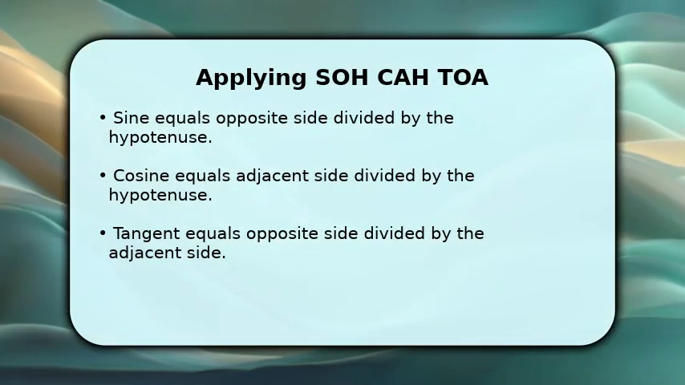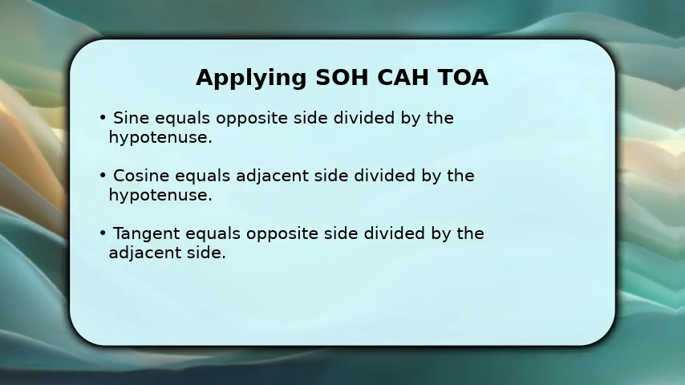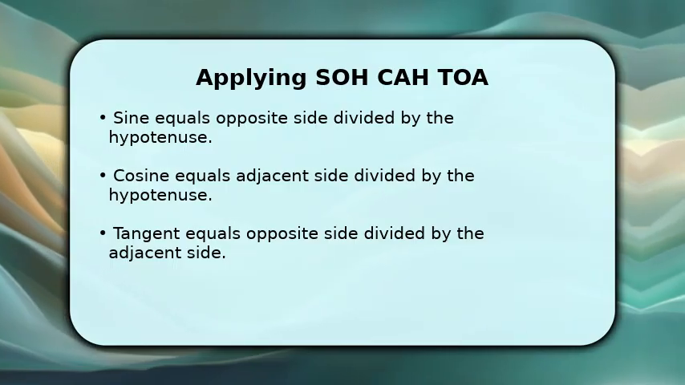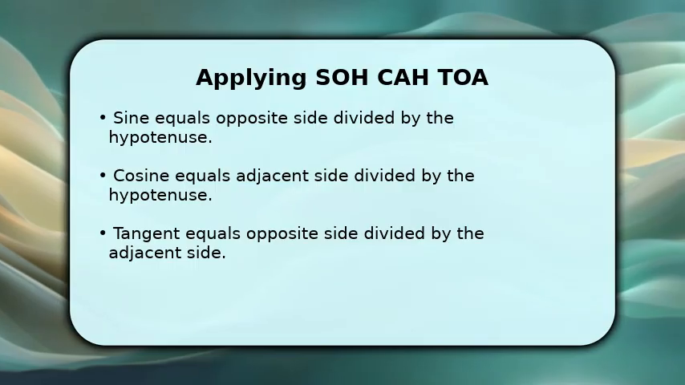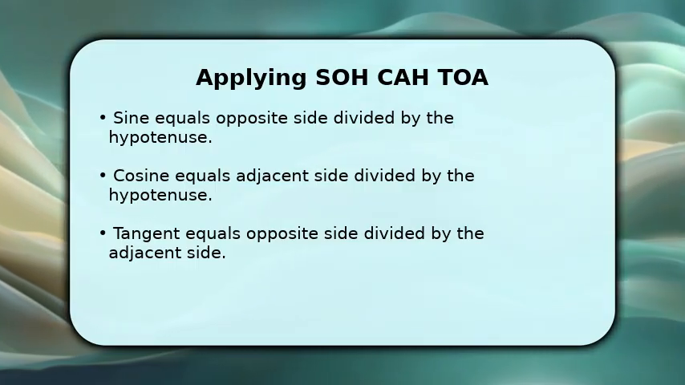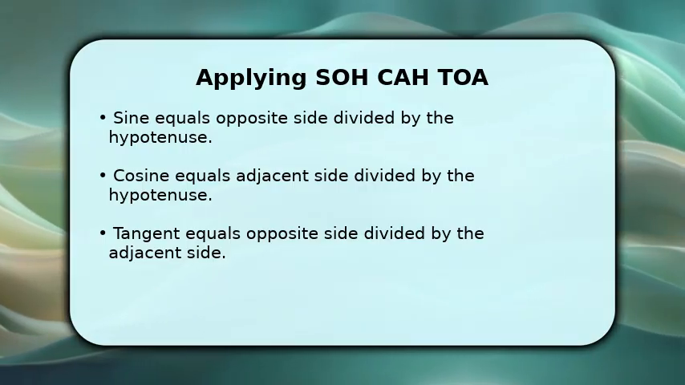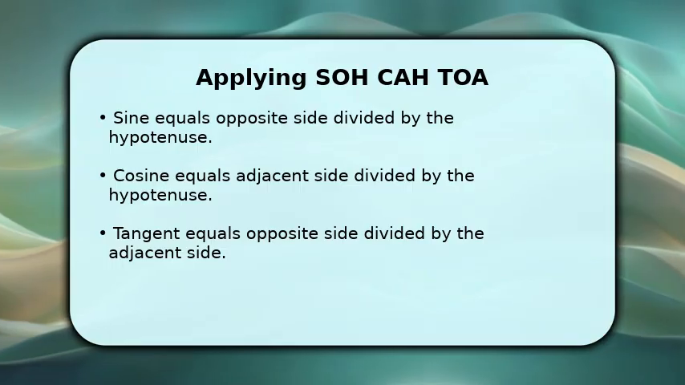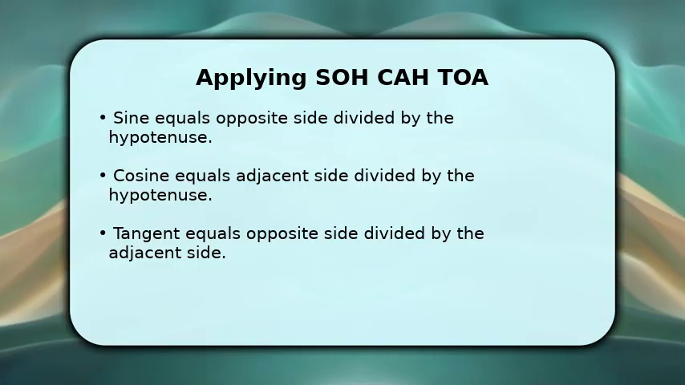Now, let's dive into applying SOHCAHTOA. Sine represents the ratio of the side opposite the angle to the hypotenuse. Cosine is the ratio of the adjacent side to the hypotenuse. Finally, tangent is the ratio of the opposite side to the adjacent side. Understanding these specific relationships is key to solving many geometry and physics problems.